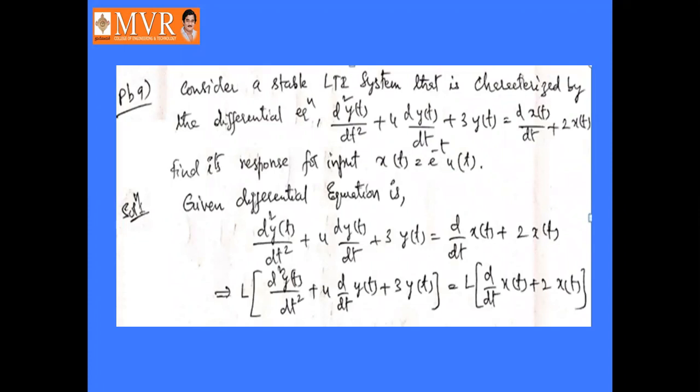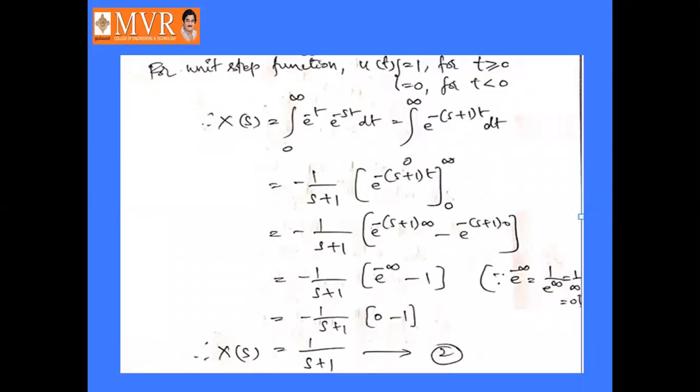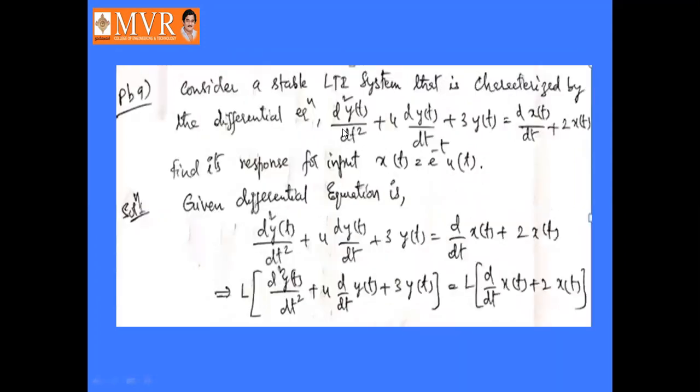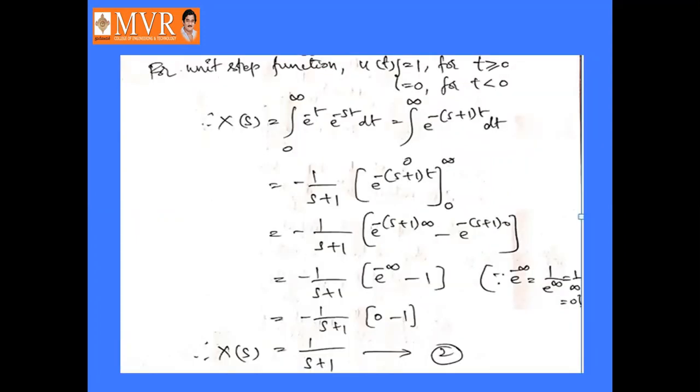What is the input here? x of t is given as e power minus t into u of t. So u of t equals 1 for t greater than 0, and it is equal to 0 for t less than 0. The Laplace transform is defined as X of s equal to integral from 0 to infinity x of t into e power minus st dt. What is x of t given? x of t is given as e power minus t, with the u of t. That's why the limits are 0 to infinity: e power minus t into e power minus st dt.